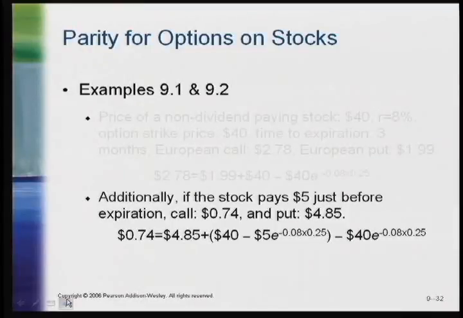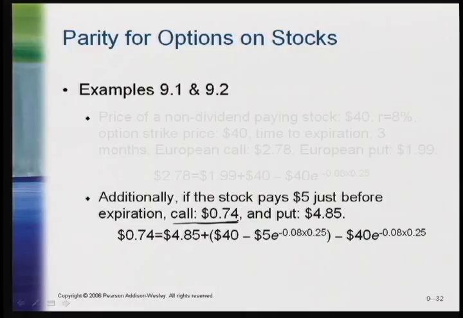In that case, the call drops to a value of 74 cents from 2.78, and the put goes up to 4.85. First of all, intuitively, why does that make sense? Why should the value of the call drop after a dividend pays? Well, when a dividend pays, the value of the stock goes down. In fact, the value of the stock drops exactly the same as the value of the dividend paid.